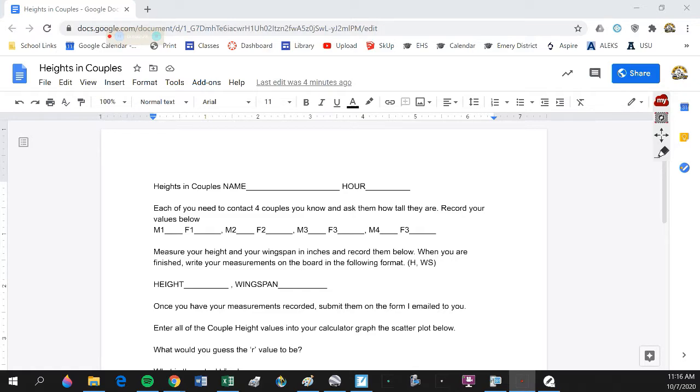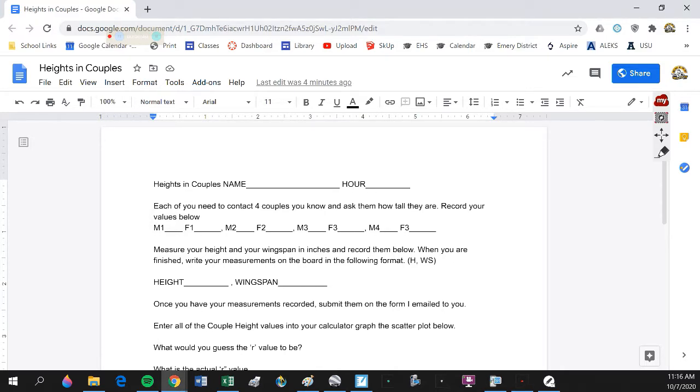We're not being judgmental here, but we're only looking at male-female couples. So, like my wife and I, I am 67 inches tall, and she is 61. Then you fill out the information for 3 couples.